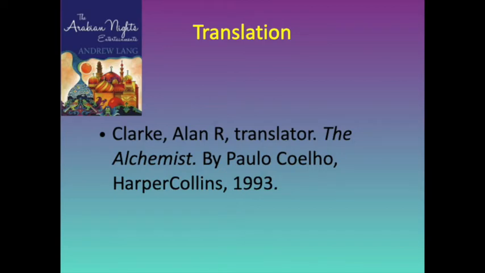If your source is a translated work, this is the way. Translator's name in reverse order, after that a comma, then you write translator in lowercase, period, name of the work in italics, period. After that, the name of the original writer. You can write like this: by, then name of the original writer without interchanging its positions. So take comma, publisher, comma, year of publication, period.